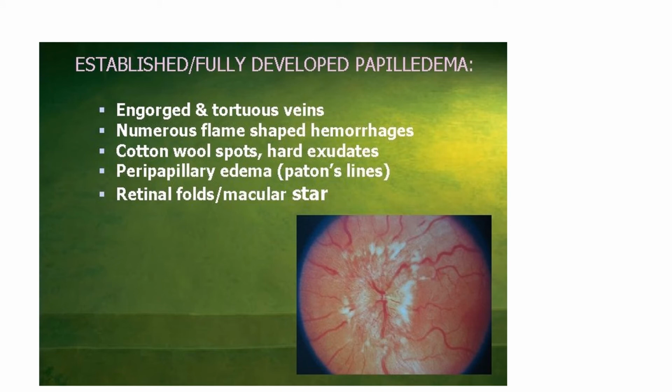Now established papilledema. In established papilledema, there is engorged vein and tortuosity of the vein. Numerous flame-shaped hemorrhages can also be found. Cotton wool spots and hard exudates can also be found. And retinal folds with macular signs are the signs of established papilledema.